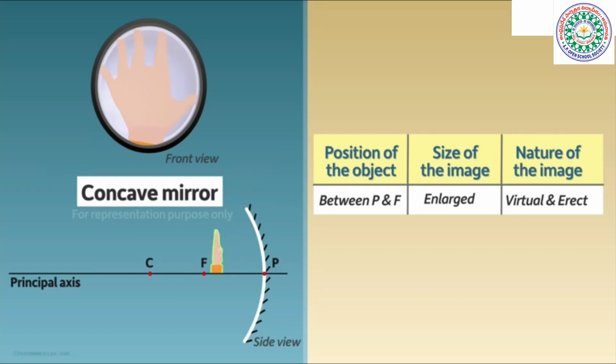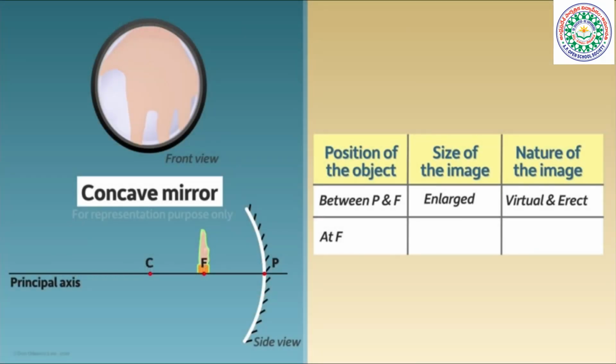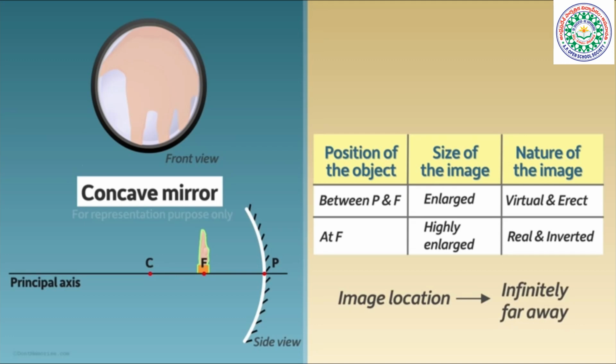You will find that as I move this object away, its image gets even bigger. And when the object is at the principal focus, the image is huge. We say that when the object is at the principal focus, the image is highly enlarged. Is it a real or a virtual image? It is a real image. Since it's a real image, it's upside down, or we use the other word for it, which is inverted. It is formed on the same side of the mirror as the object is. And believe it or not, the image is actually formed infinitely far away.